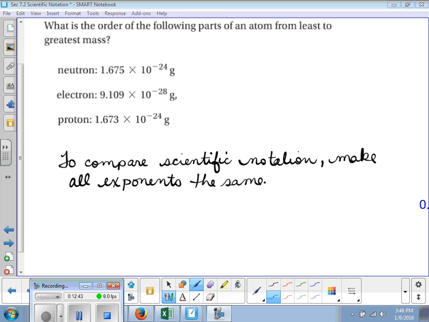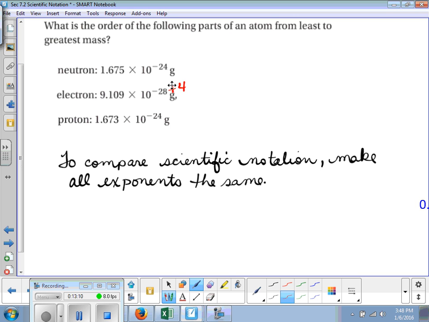So, which one of these is the one that I need to change? I need to change the electron. Here, this is negative 28. They're all negative 24, negative 28, negative 24. So we need to make this one, the middle one, into a negative 24. How do I make negative 28 to a negative 24? You're going to add 4. Very good. So we're going to add 4.